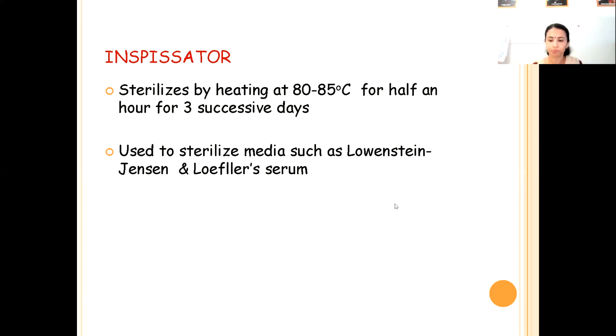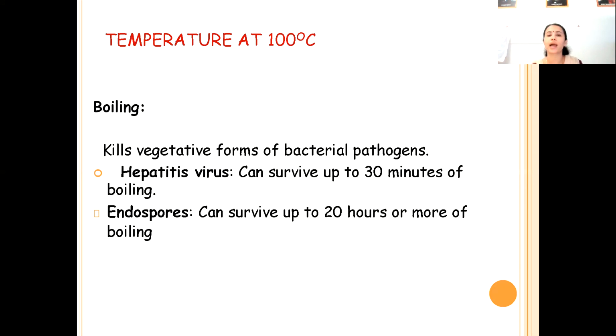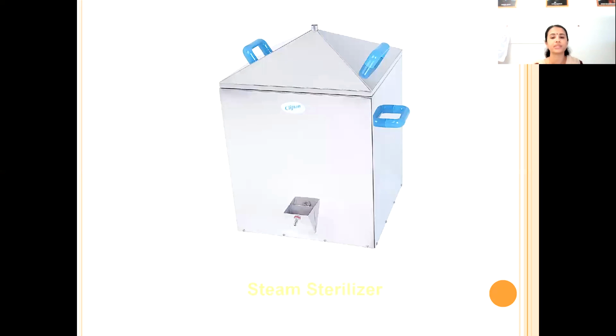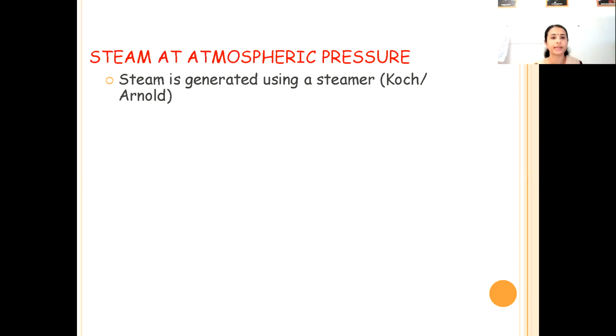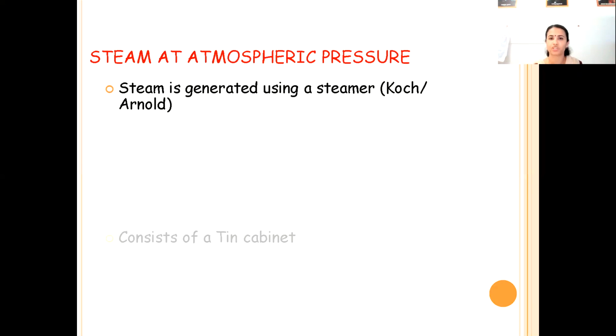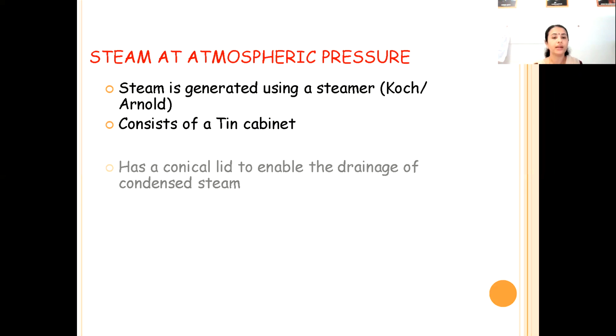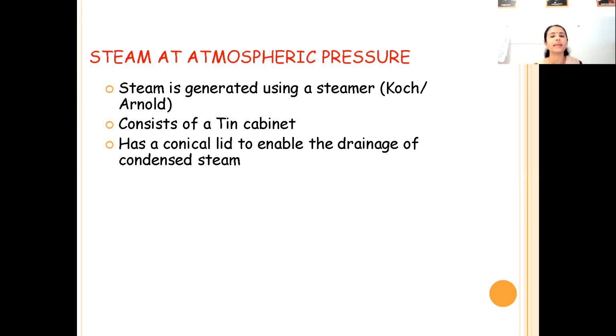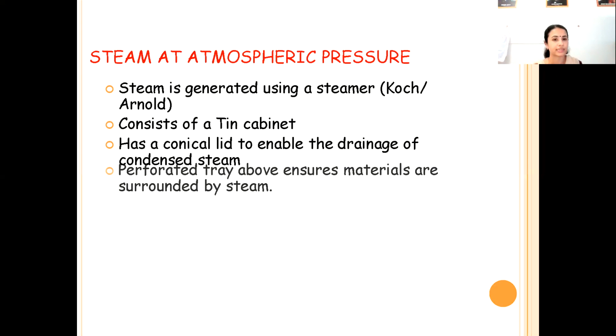Then next one, temperature at 100 degrees Celsius. Mainly, the temperature at 100 degrees Celsius is boiling. The important method under boiling is tyndallization or intermittent sterilization. Tyndallization is done using a steam sterilizer, that is, steam at atmospheric pressure. It is the Koch or Arnold steamer, which consists of a tin cabinet with a conical lid to enable drainage of the condensed steam.